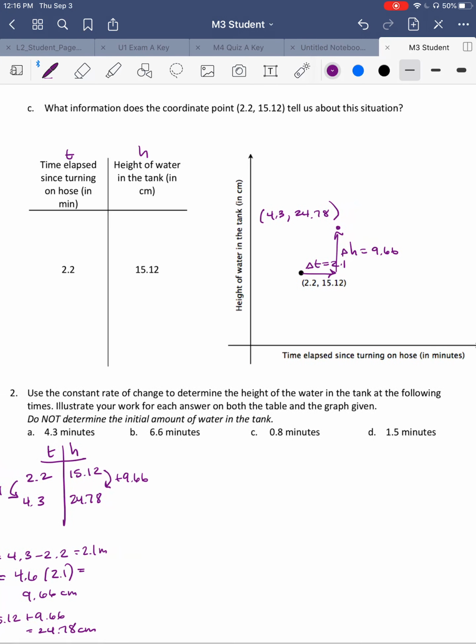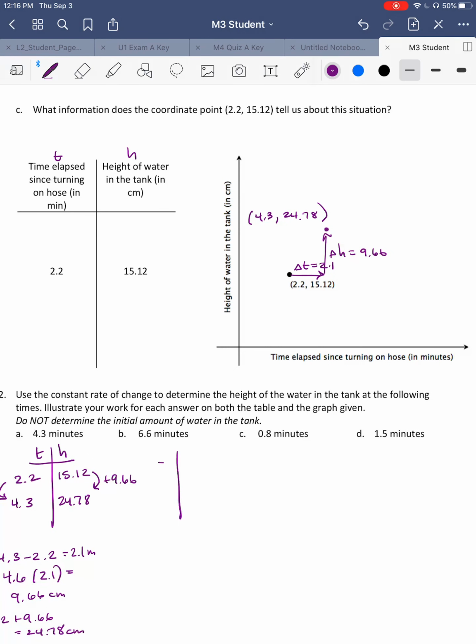Part B, C, and D are going to be pretty similar. I'm just going to do part B pretty quickly. I'm just going to start here. Now, one point I do want to make is that you can use the constant rate of change from any point. So theoretically, you could make your table and say, I know at 4.3 minutes my height is 24.78, and now I want to find the height at 6.6. You could do that using the constant rate of change, and if you do it correctly, you will get the right answer every time.